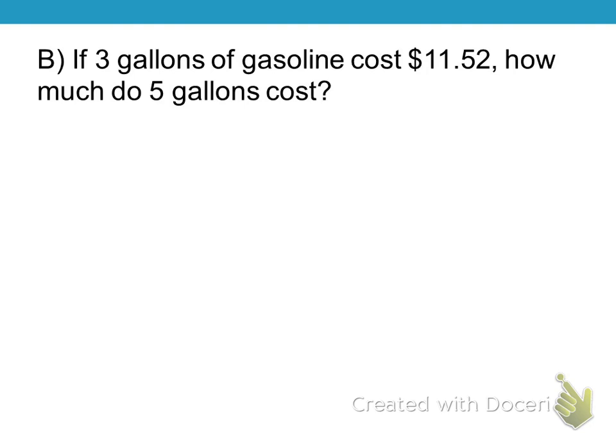Example B. If 3 gallons of gas costs $12.52, how much does 5 gallons cost? That says $11. Is yours written differently?